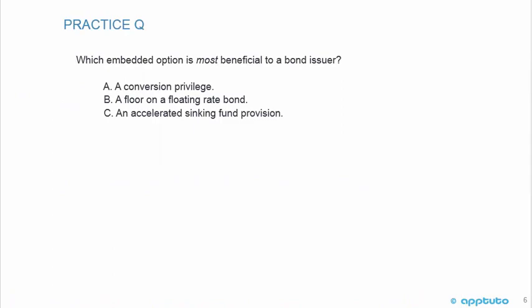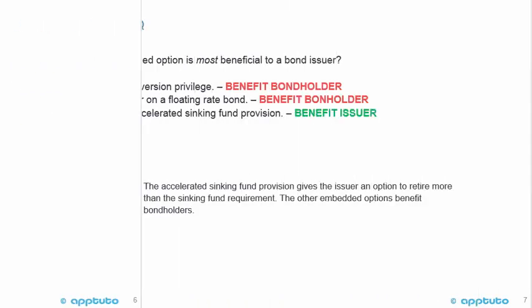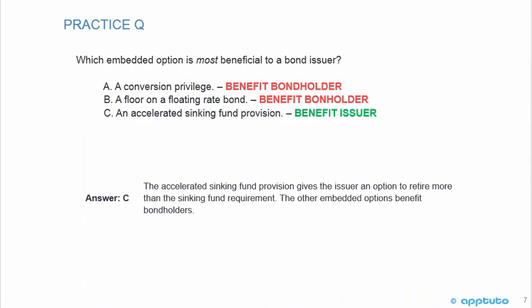Another quick practice question. Which embedded option is most beneficial to a bond issuer? A. A conversion privilege, B. A floor on a floating rate bond, or C. An accelerated sinking fund provision? Okay, the correct answer is C. The accelerated sinking fund provision gives the issuer an option to retire more than the sinking fund requirement. So if interest rates were going down, they could retire more of the debt, or if they had more cash than they anticipated, they could retire more of the debt.